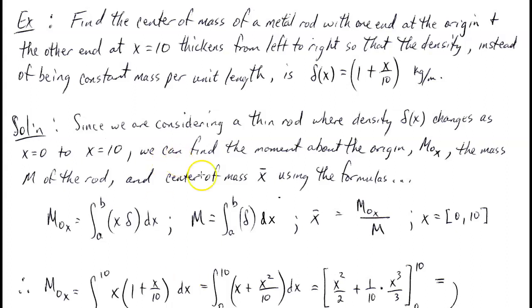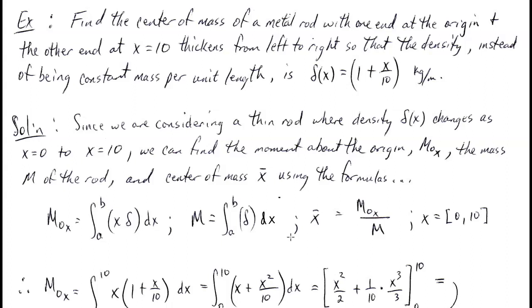Okay, all right. So for this example, we have the center of mass of a metal rod with one end at the origin and the other end at x equals 10. So basically this rod is going to be 10 units long, whatever those units are.